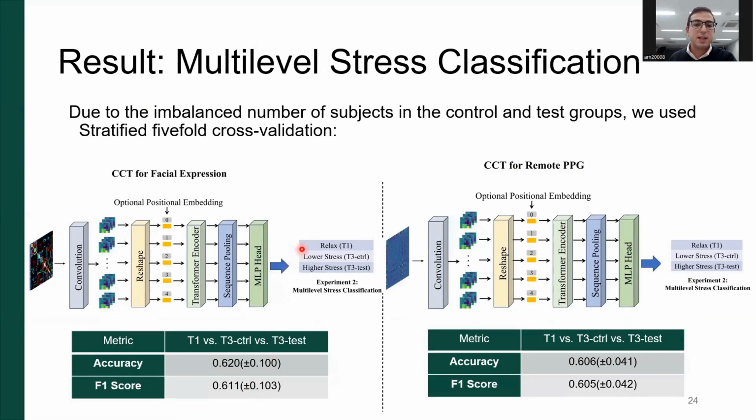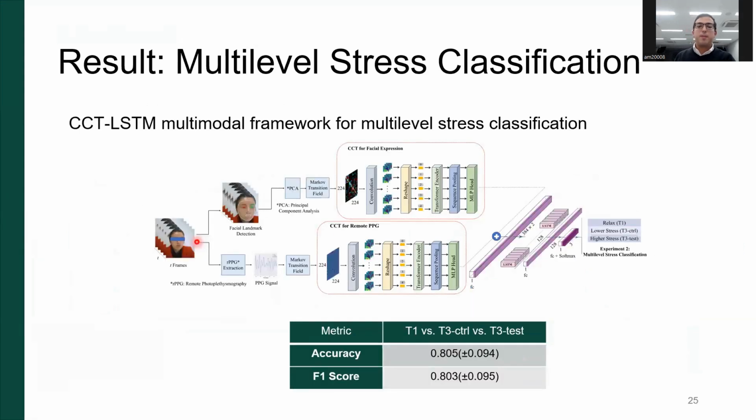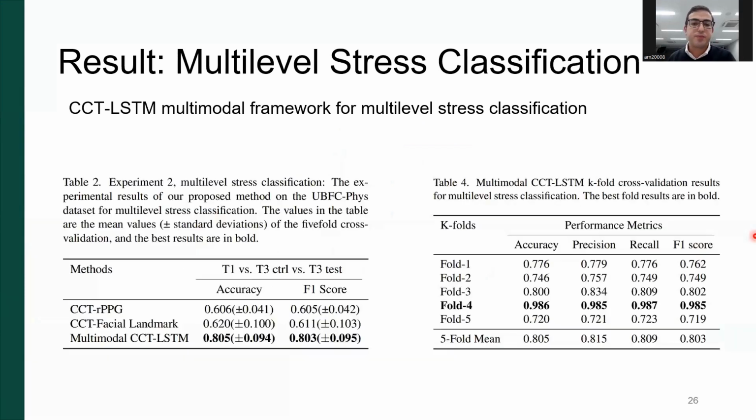And for multi-level classification, we did the exact same thing, one CCT for each of the modalities. So you can see that we got 60% for both modalities, remote PPG and expression. But when we combine these two together, we are getting 80% accuracy, almost a 20% increment. So this shows the potential of multimodality for stress-related tasks.